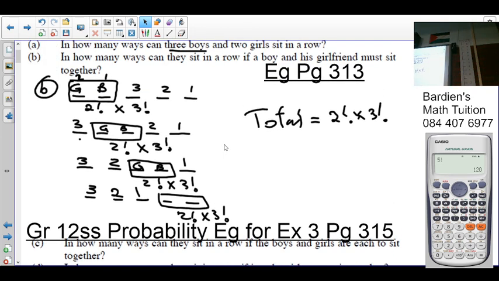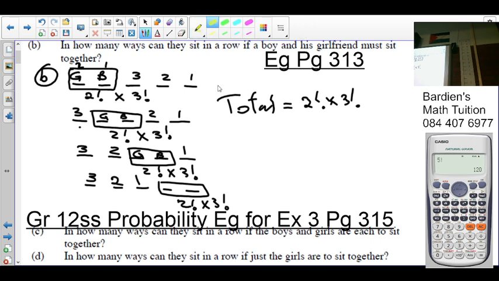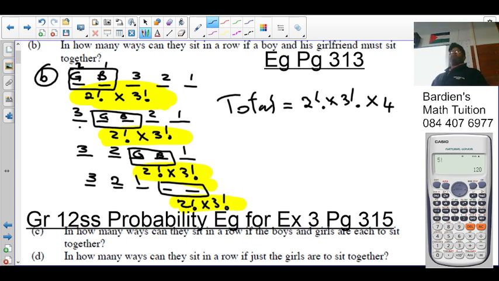So it's going to be the total of 2 factorial times 3 factorial. And how many of those combinations are there? It's 1, 2, 3, 4. Can you see that, people? There are 4 of those combinations. So in other words, I must multiply this by 4, or I'm going to say 2 factorial times 3 factorial plus 2 factorial times 3 factorial plus 2 factorial times 3 factorial plus 2 factorial times 3 factorial.